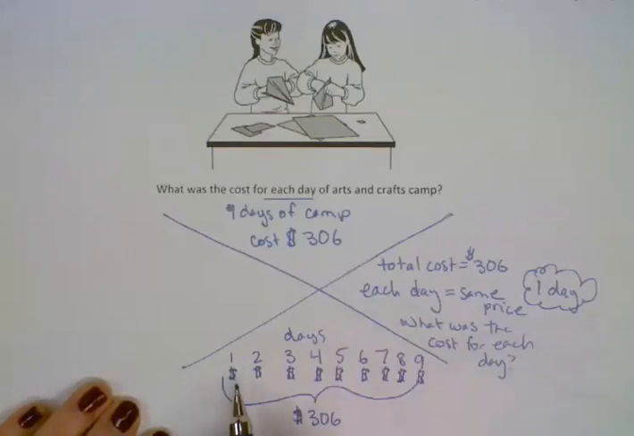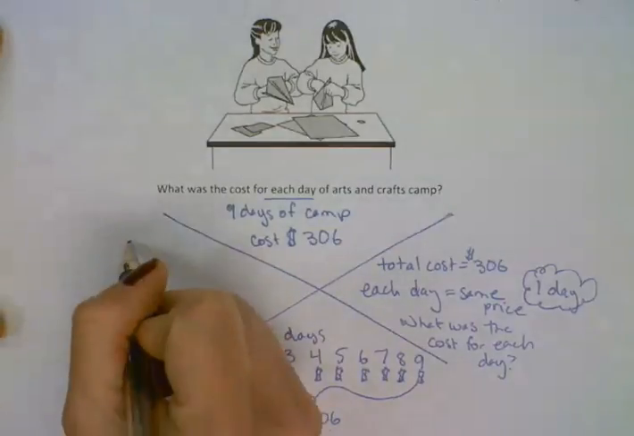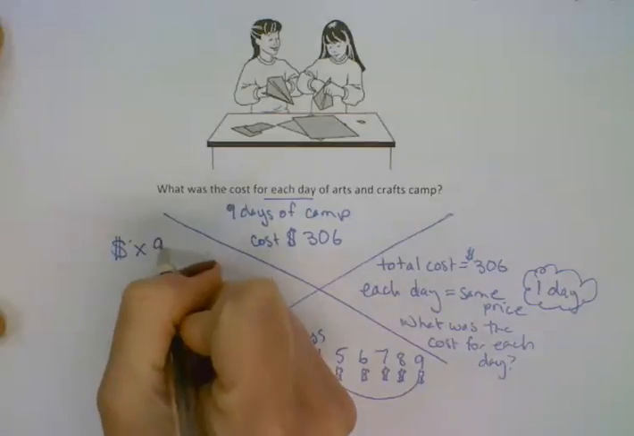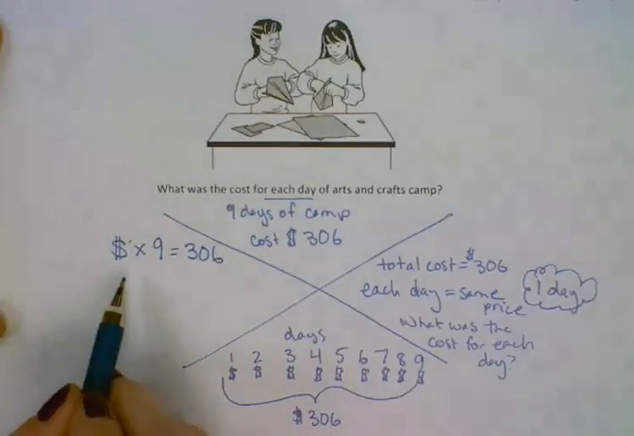I know that if I added each of these days together, I would get 306. Or perhaps more efficiently, perhaps more quickly, if I knew what this number was, if I multiplied this number times 9 days, I would get $306. So if I think through that, I know I would have however much $1 was times 9, I know equals $306. But this is missing information.